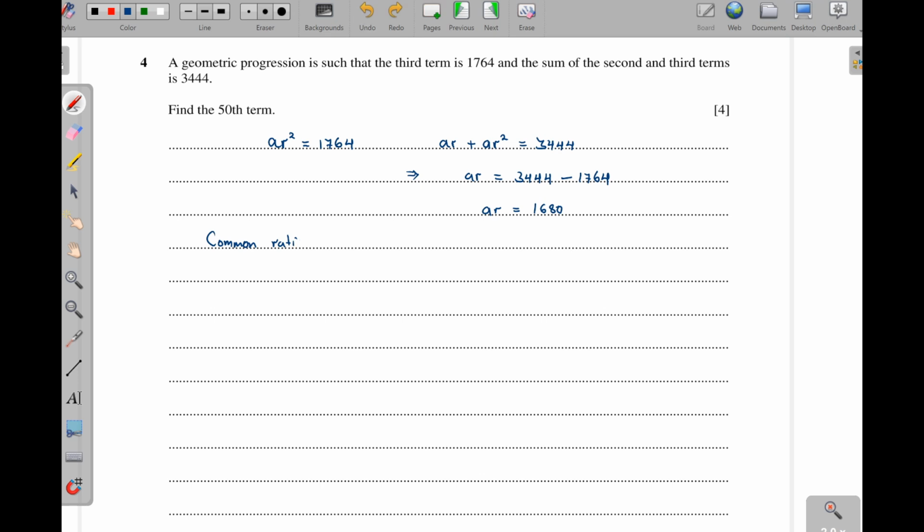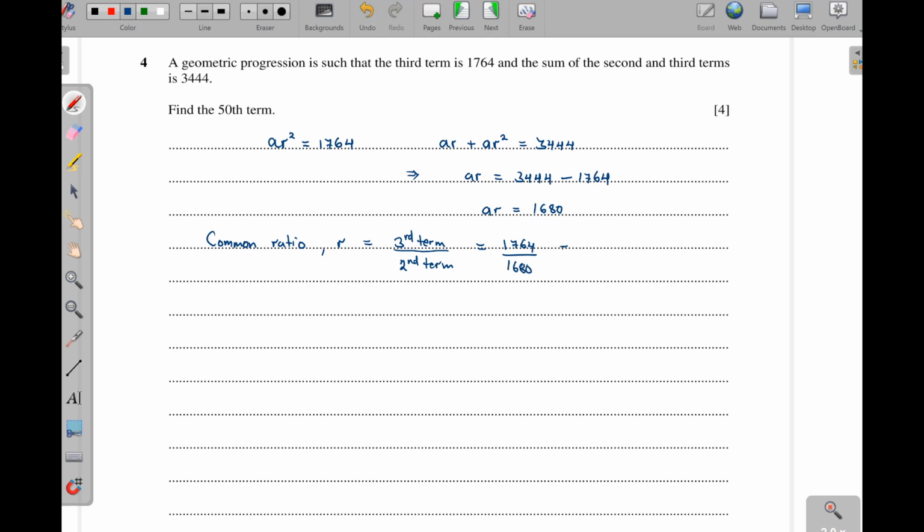Now the common ratio, remember when we are to find the 50th term, we need the first term and the common ratio. So common ratio r is going to be equal to, it can be the third term, you get the preceding term, then divide by the preceding term. So third term divide by the second term, not so? So the third term, remember it was given as 1764. Then we have seen that the second term is what?